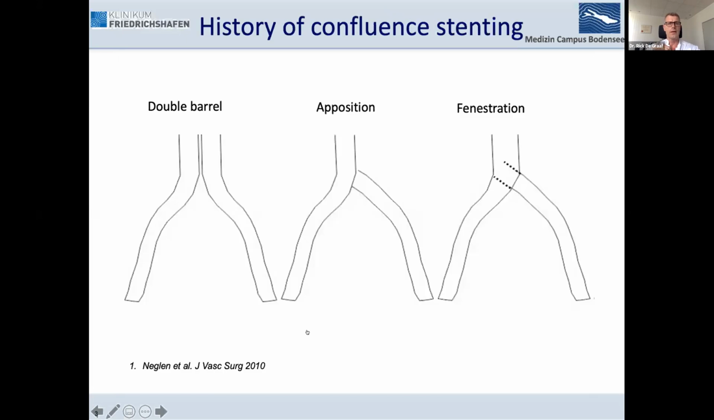So this is from a publication from years ago, I think 2018, based upon Necklin, where he talked about the double barrel technique. You only had wall stents, and also a position technique was proposed, and a fenestration technique. Oh, please forget about these two, because it's just horrible. We don't do that. I don't know any serious interventionalist that does these kinds of things. So double barrel is possible.